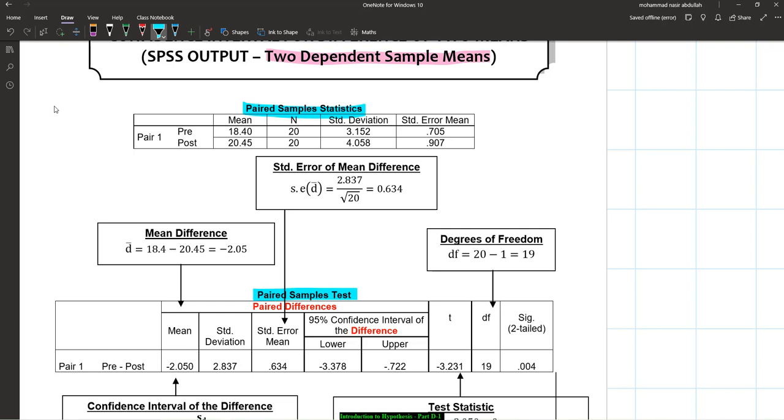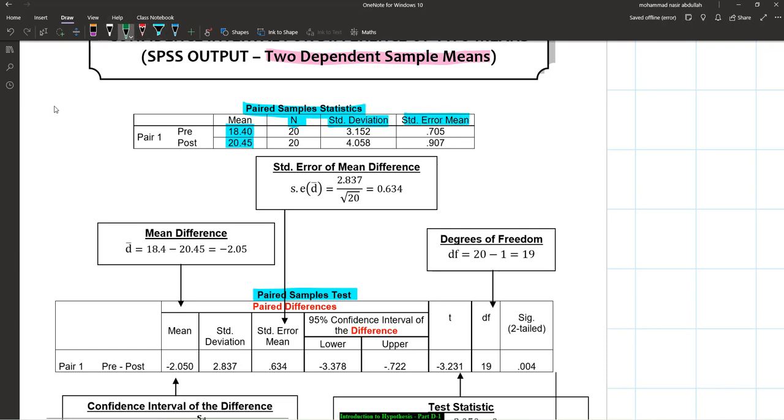So the tables are quite different from the previous topic. In the previous topic, we were discussing independent sample tests. For this topic, we are considering paired sample or dependent sample statistics. For the first table, they give us the mean for the pre-test, the mean for the post-test, the number of observations, the standard deviation, and the standard error of the mean.